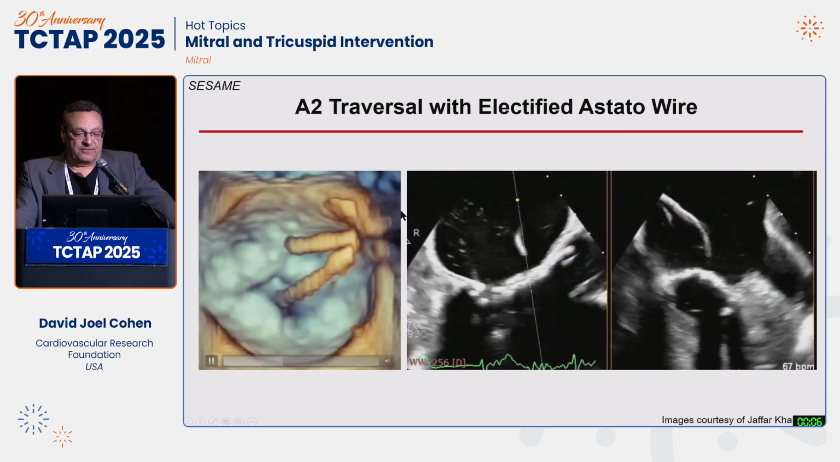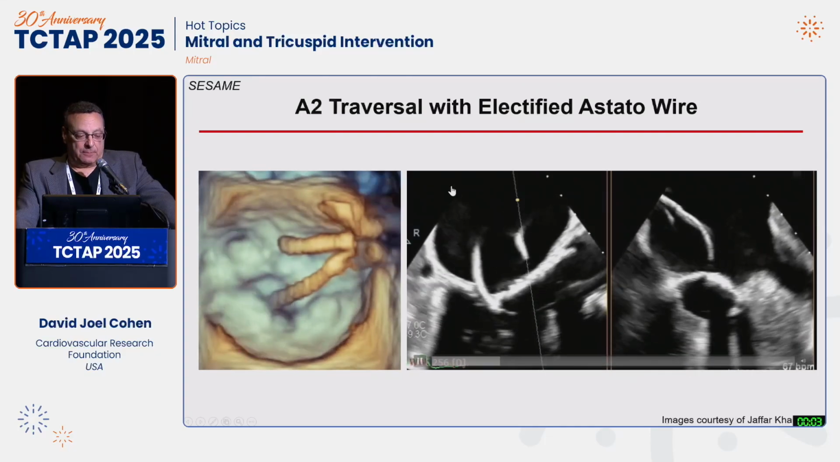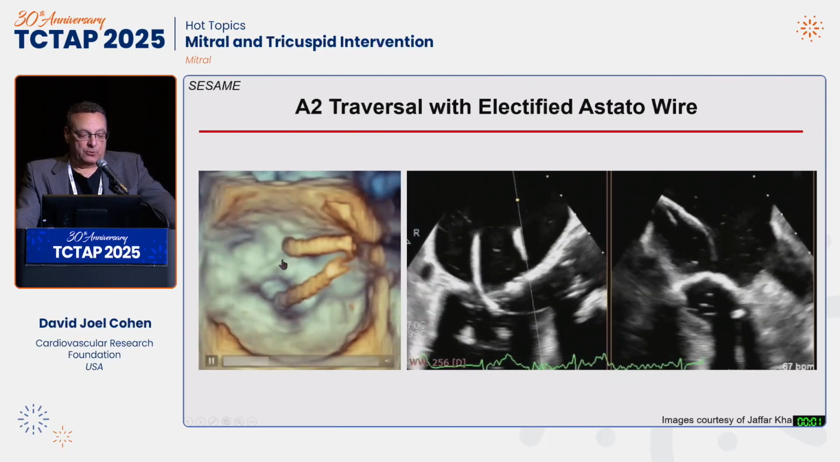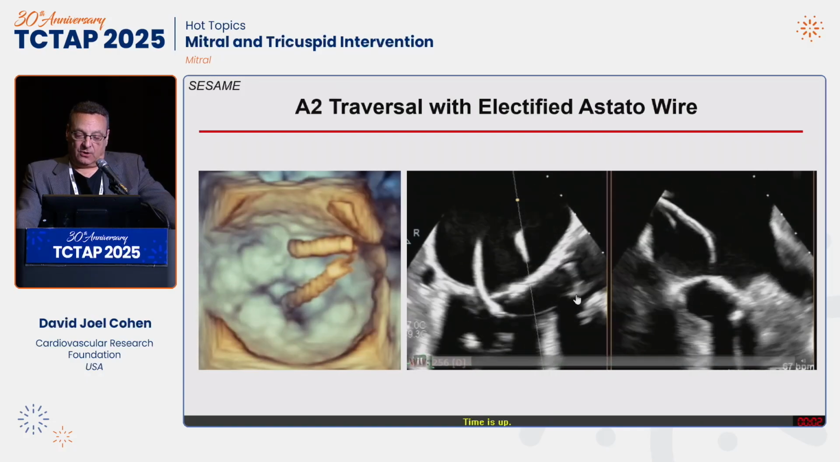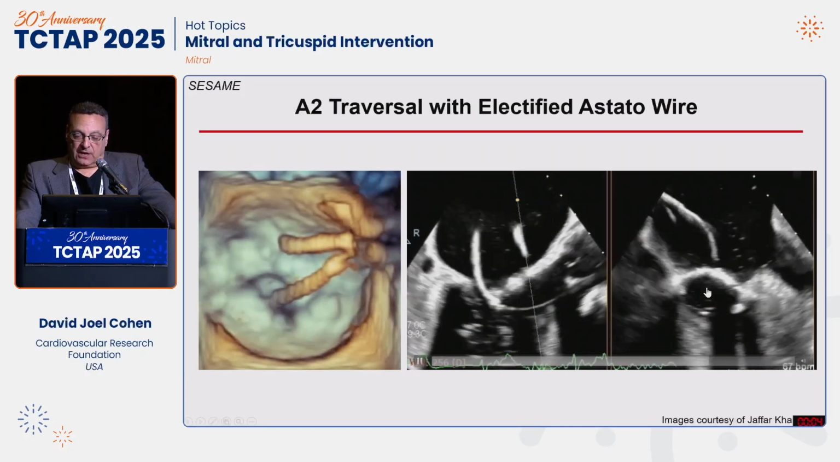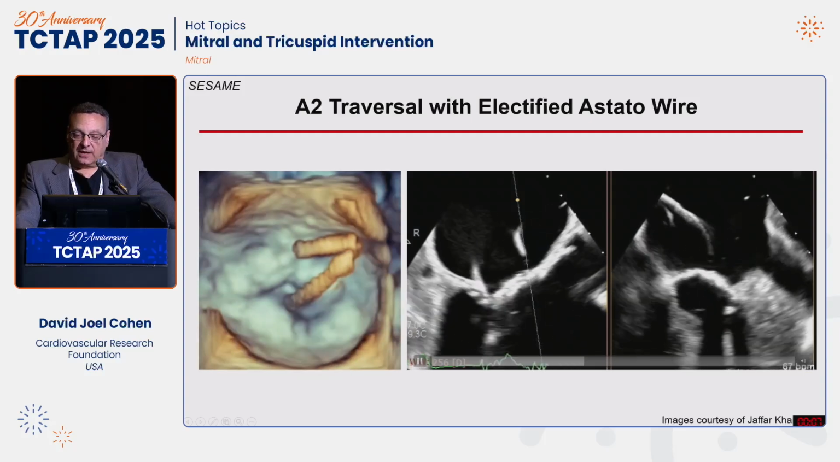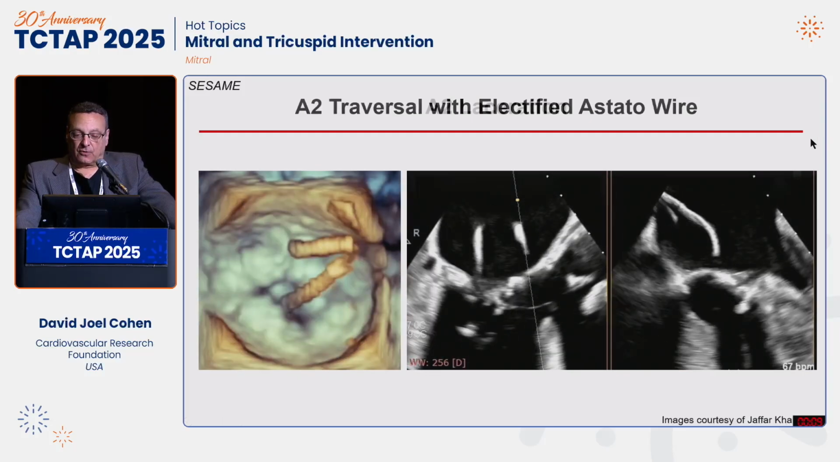Here is a case of the base to tip LAMPOON. You can see here we're traversing. You can actually see just some bubbles just at the very end here, which will appear as we're getting the wire just across that anterior mitral leaflet, the A2 traversal.